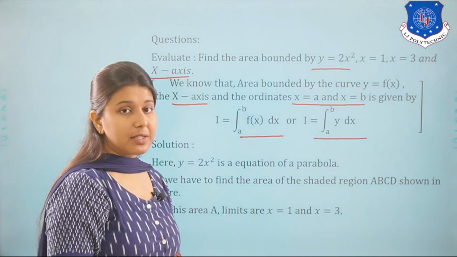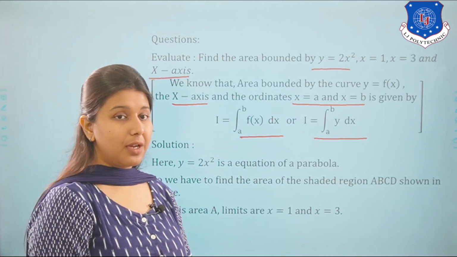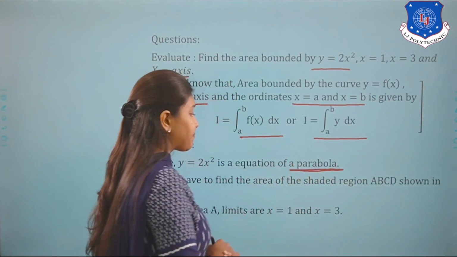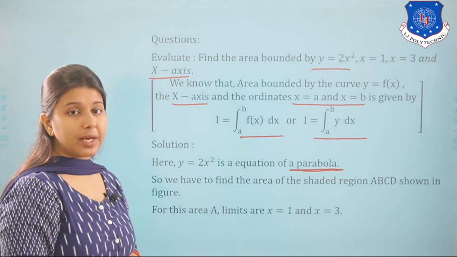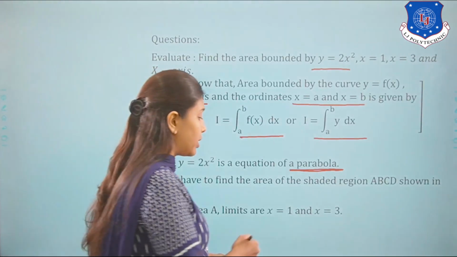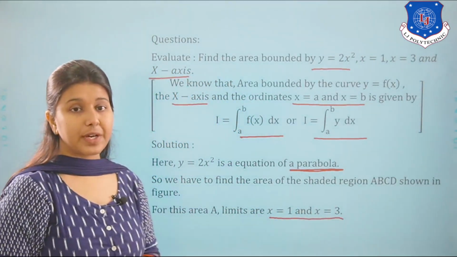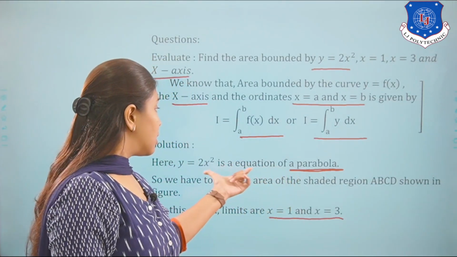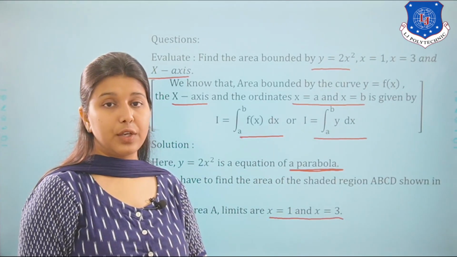Here y is equals to 2x square. That means your function 2x square is nothing but the equation of parabola, and the limit are given as x is equals to 1 and x is equals to 3. Now how to find the area bounded by the curve 2x square? Okay, let's see using graph.